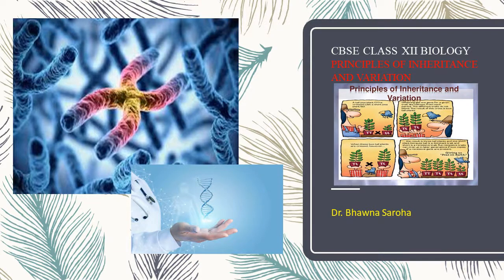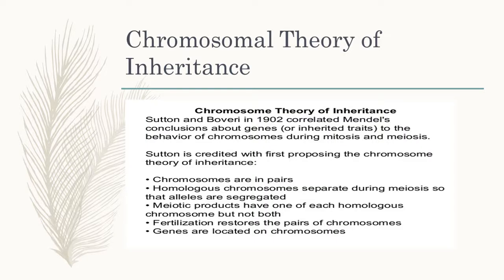Hello, class 12. We will be starting with the principles of inheritance and variation and continuing the genetics part, the chromosomal theory of inheritance and sex determination today. In the chromosomal theory of inheritance, Sutton and Boveri proposed it, and Sutton is credited with first proposing the chromosomal theory of inheritance.